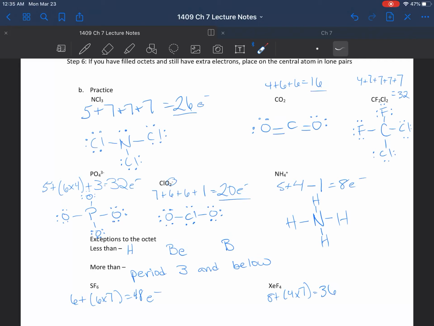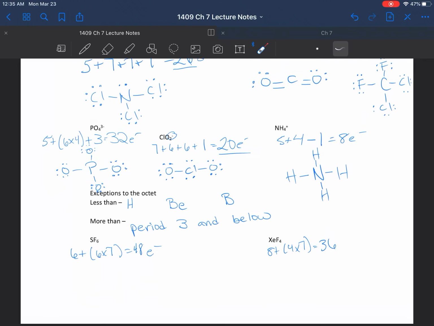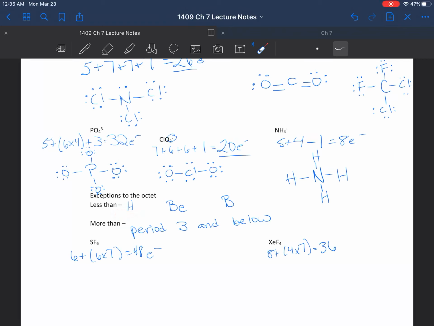Now, before we think about what can be done if we have too many electrons, let's revisit this idea of exceptions. We already know that hydrogen can have less. Hydrogen only needs 2 electrons to be happy, so you get 1 covalent bond. Beryllium is happy with 4, so it tends to form 2 bonds. And boron is happy with 6, so it tends to form 3 bonds. Beryllium and boron are less likely to show up for you. Hydrogen we see all the time, that's why we started with it.